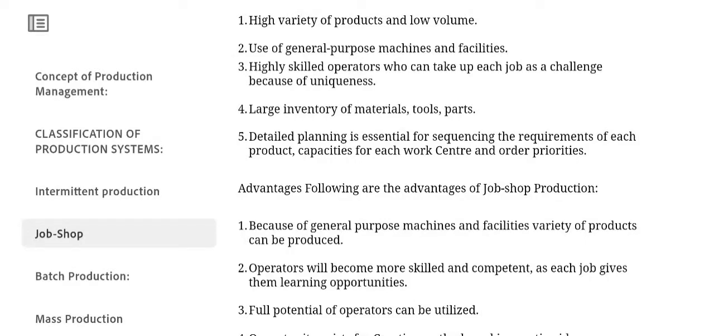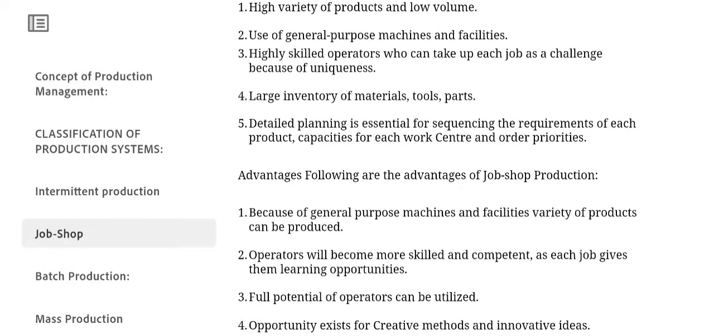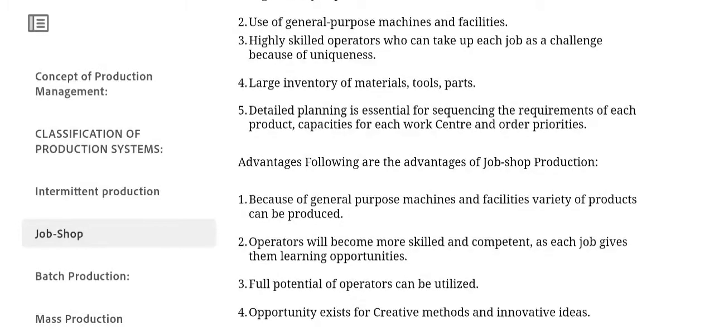As I already told you, the volume is limited but the variety is very high. So we have to manage all the inventory, all the materials, all the tools, all the parts. After that, detailed planning is essential for sequencing the requirements of each product, capacities for each work center and order priorities. As we know there are a lot of varieties, we need to execute an exact plan on which we sequence all the work processes.